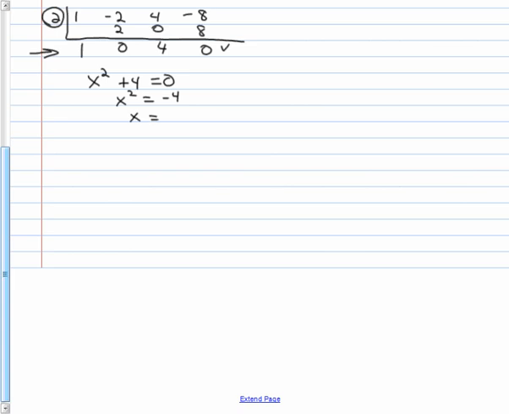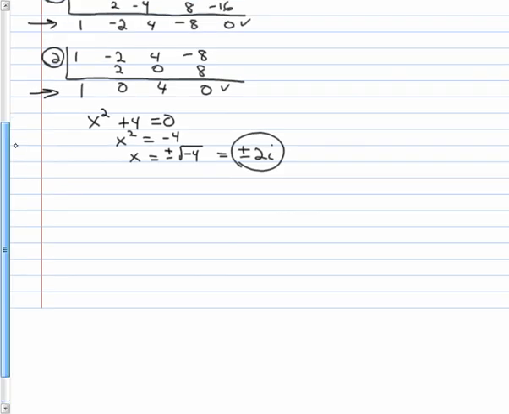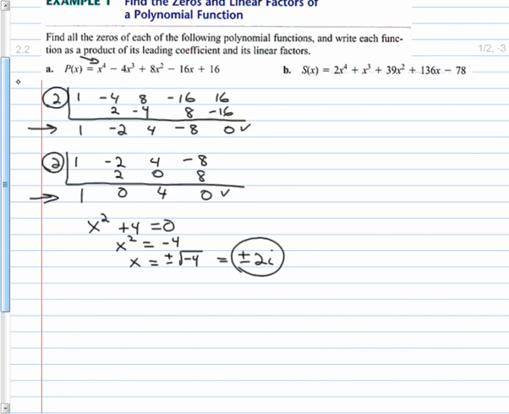Plus or minus the square root of -4. Well, what is the square root of a negative? A negative is going to give me an imaginary, and the square root of 4 is 2. I have plus or minus 2i. There are my 2 other roots. They happen to be imaginary, to go with these 2 roots.